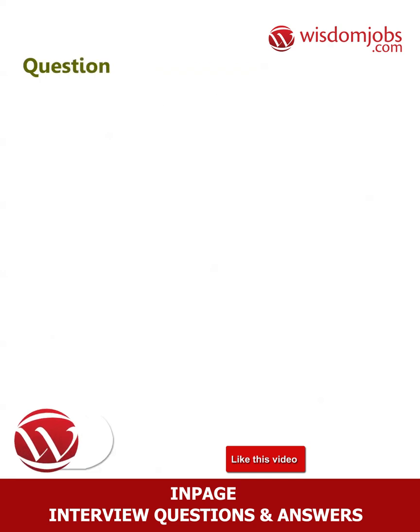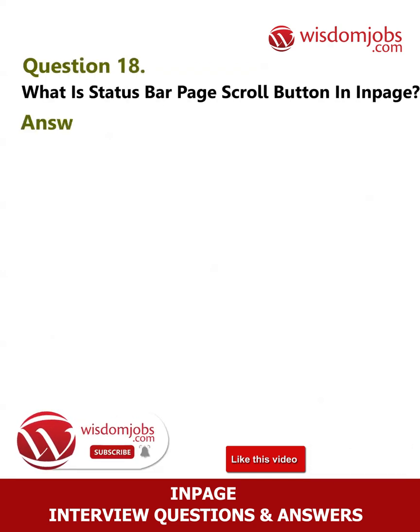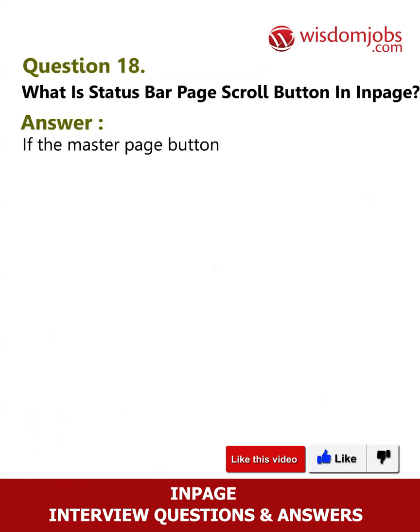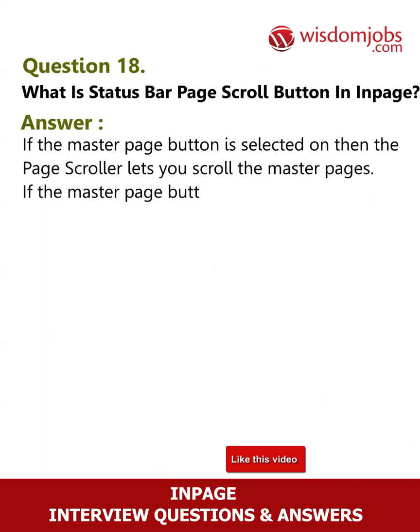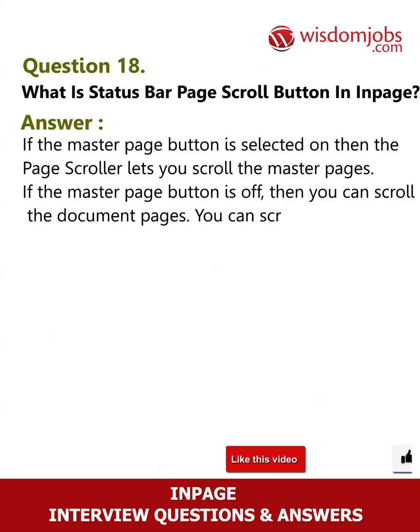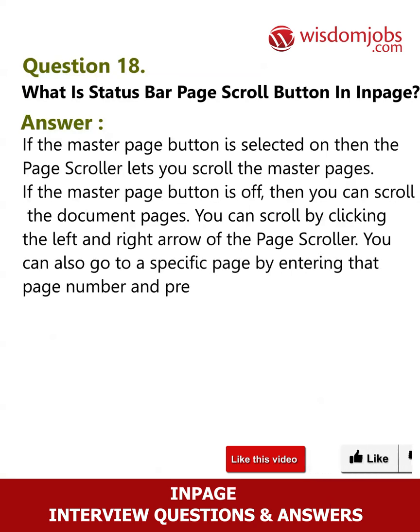Question 18. What is the status bar page scroll button in InPage? Answer. If the master page button is selected on, then the page scroller lets you scroll the master pages. If the master page button is off, then you can scroll the document pages. You can scroll by clicking the left and right arrow of the page scroller. You can also go to a specific page by entering that page number and pressing enter.